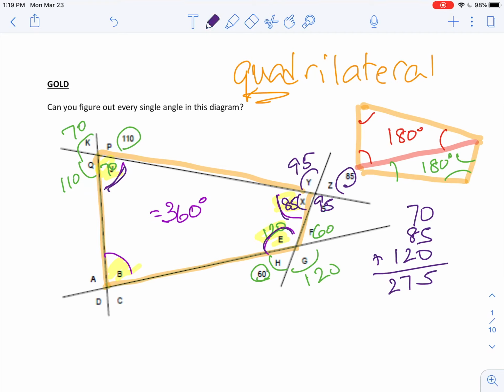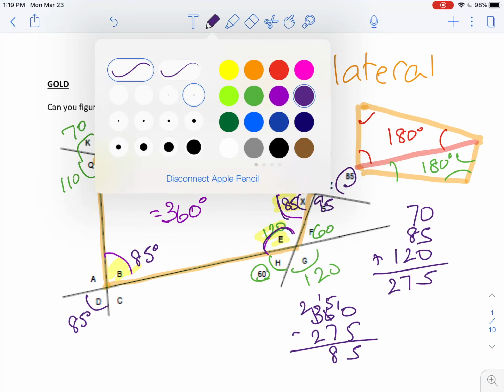So we take not 180, I'm used to a triangle. We take our 360 degrees, we subtract our 275 degrees, and let me redo that because that'll just confuse you. And then our missing corner right here is 85 degrees. And then vertical angles, 85 degrees.